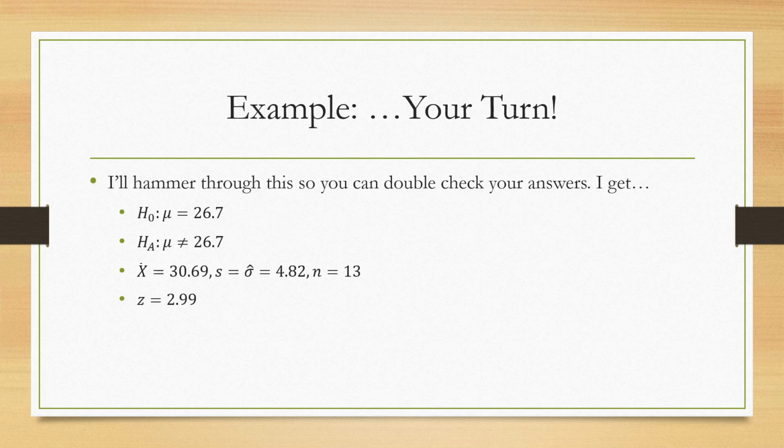And when I compare that to my critical value, this is bigger than the largest critical value. It counts as being, quote unquote, way out there. So this is a statistically significant difference between what my sample's telling me and that null hypothesis.